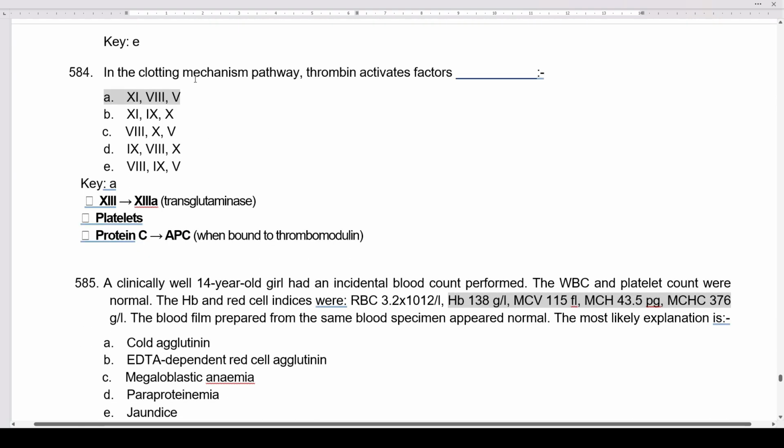Next is, in the clotting mechanism pathway, thrombin activates which factors? Just remember, it activates 11, 5, and 8.